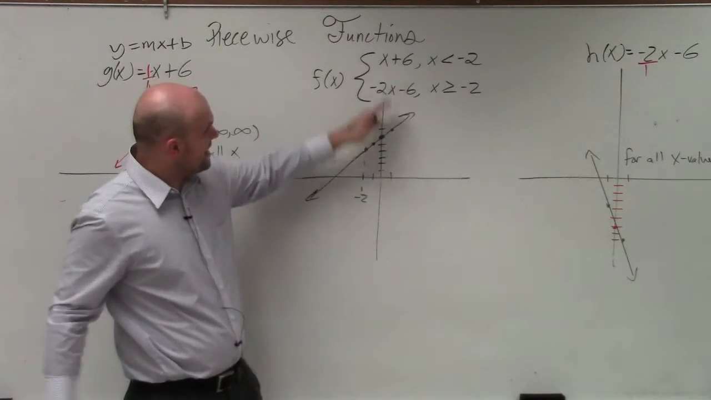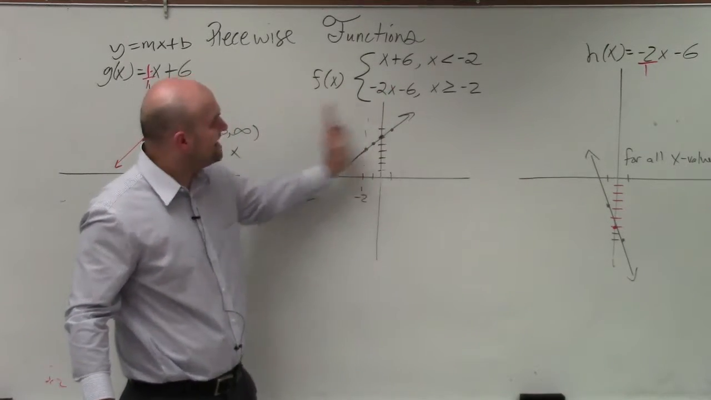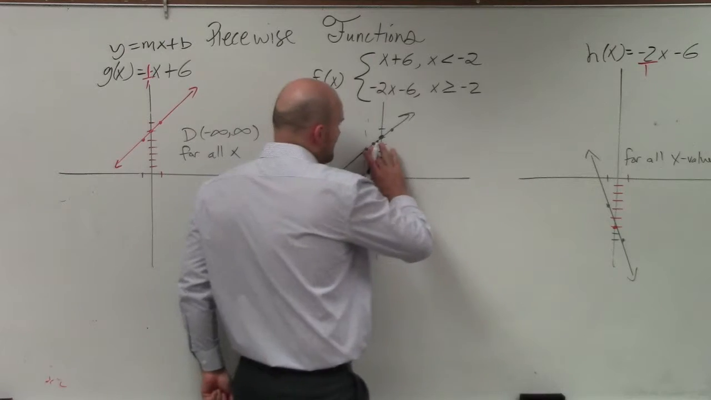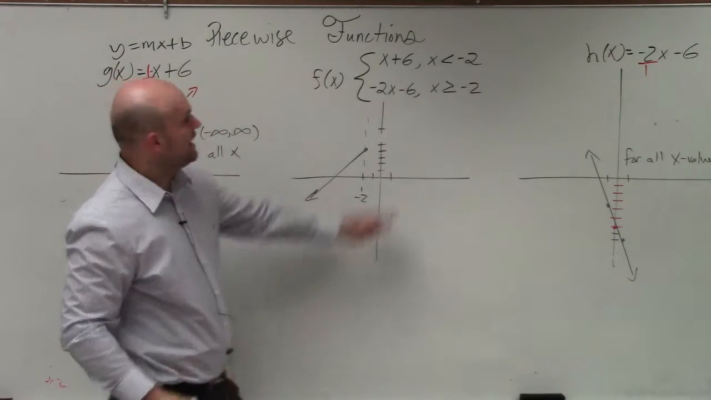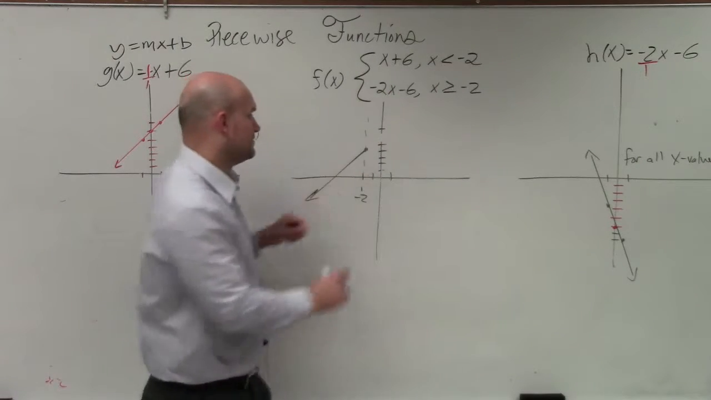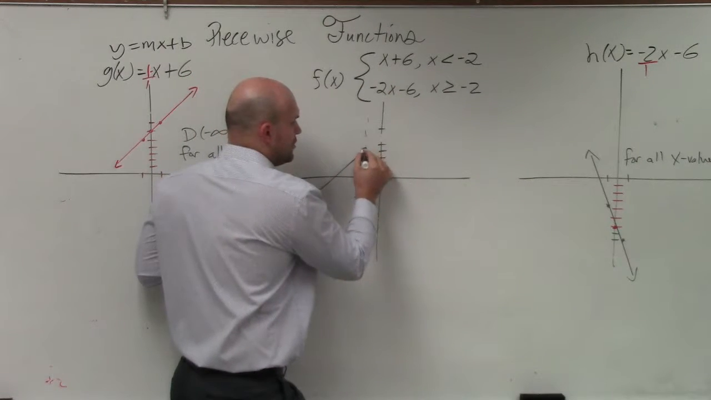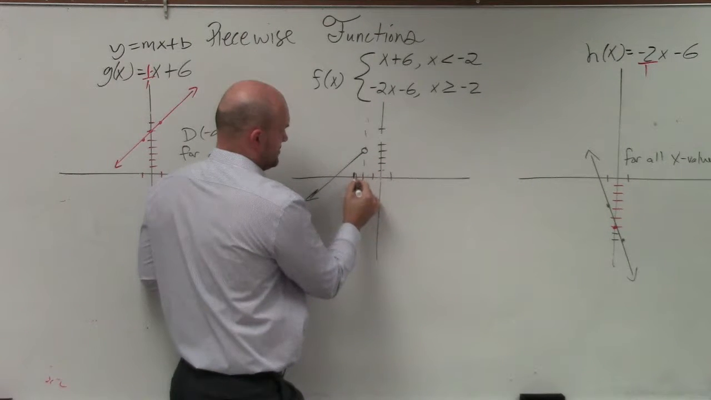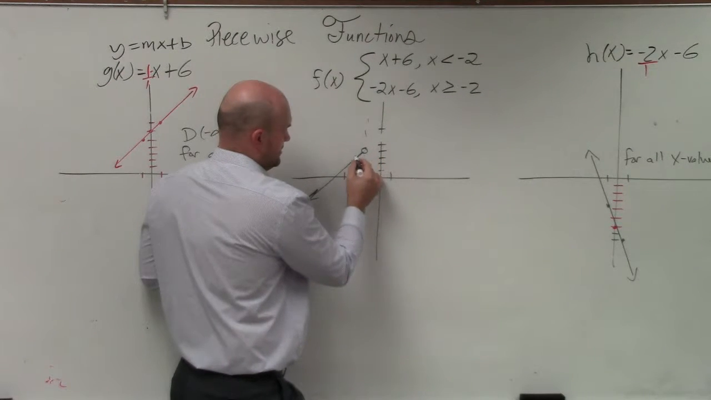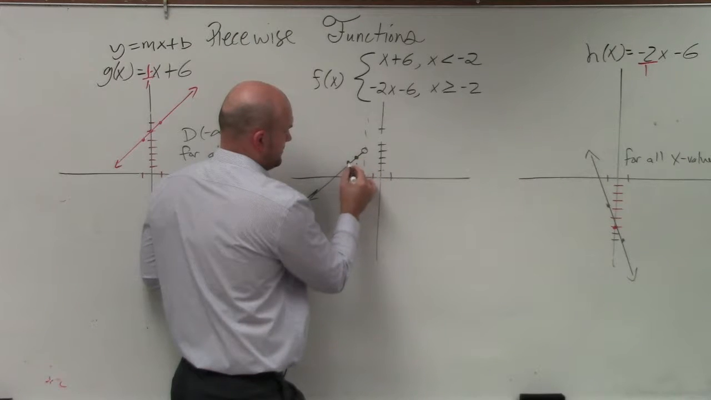It only wants you to graph this function for values that are less than negative 2. So everything up here, I am going to erase. And then it's less than, not less than or equal to. So therefore, this is an open circle. Now we should know what these points are. So negative 1, negative 2, negative 1. OK.